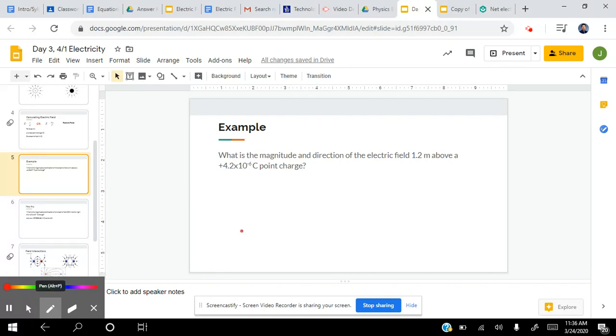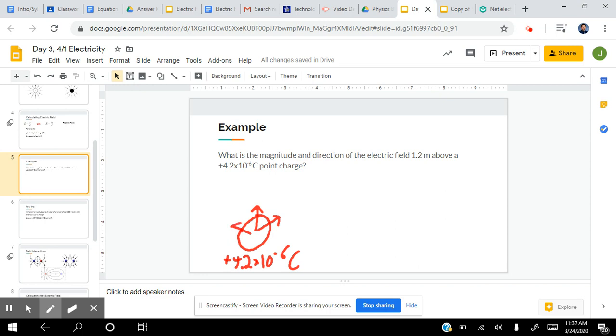So what we're going to be doing here is we have our point charge, this positive 4.2 times 10 to the negative 6th coulombs. I want to know what is the magnitude and direction of the electric field. Remember, this is a positive charge, so all of our electric field lines would be pointing out. What is the magnitude and direction of the electric field that is 1.2 meters above that point charge there?